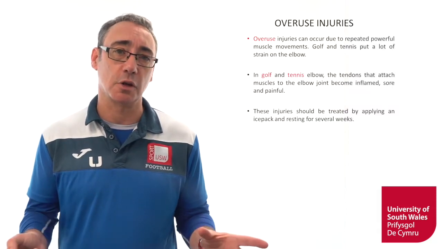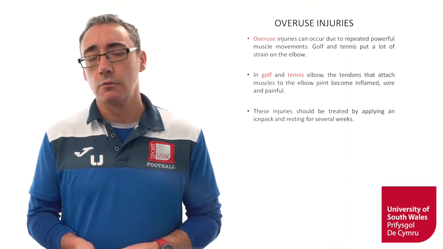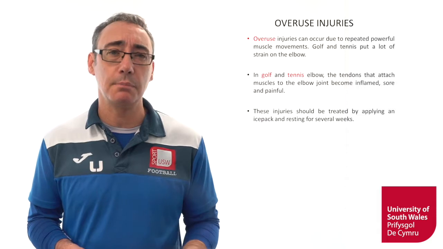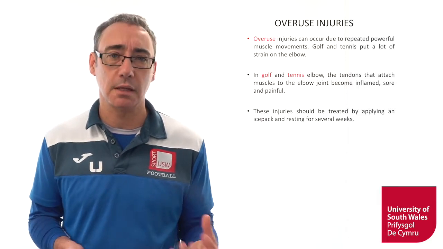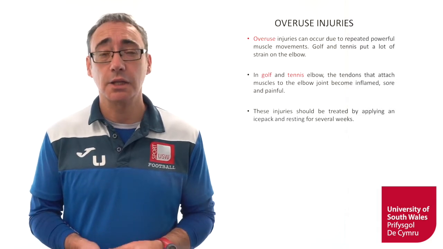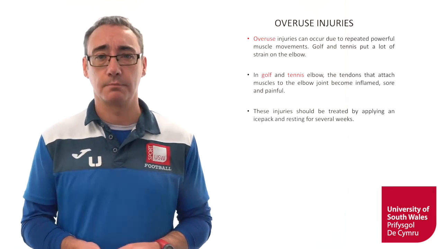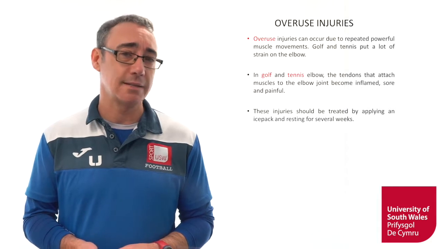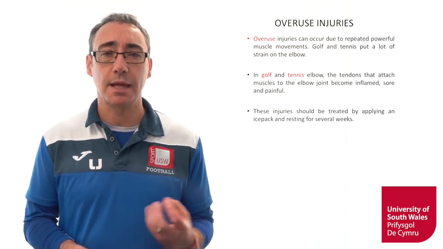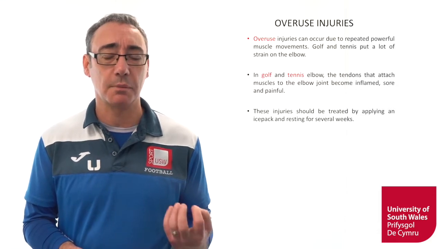Overuse injuries we've touched on. Now, when we look at overuse injuries, these can really occur due to repeated, powerful muscular movements, okay? Using the muscles. I've touched on golf and tennis. And they do put an awful lot of stress on the elbow. So in golf and tennis elbow, the tendons that attach muscles to the elbow joint, they become inflamed, okay? They become very sore and very painful.